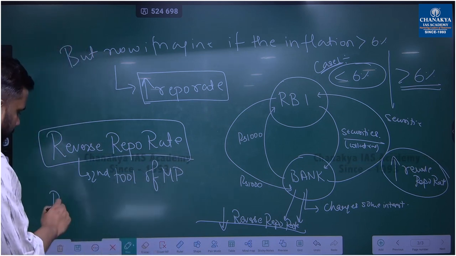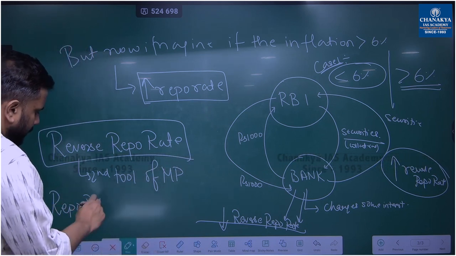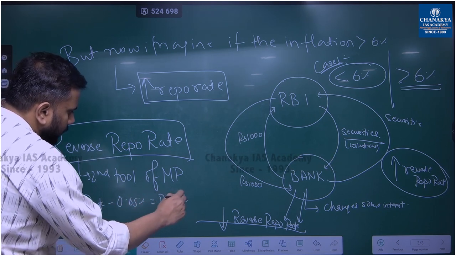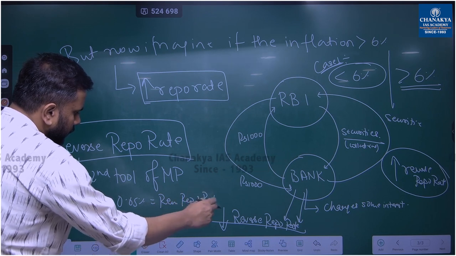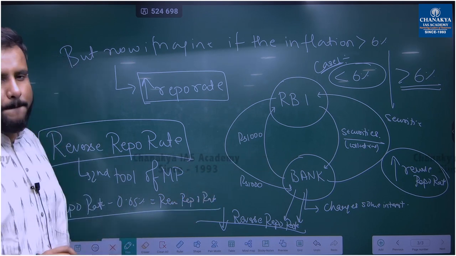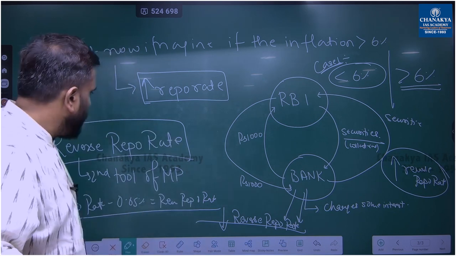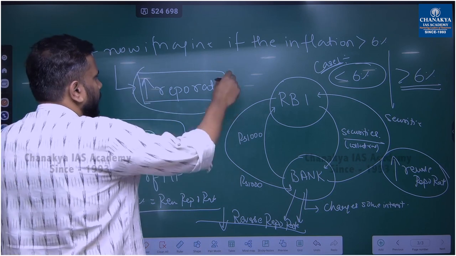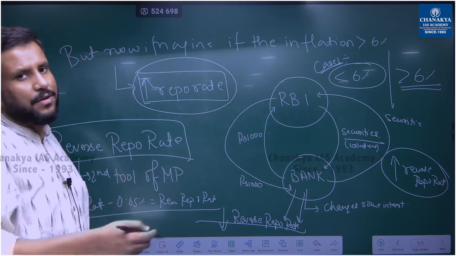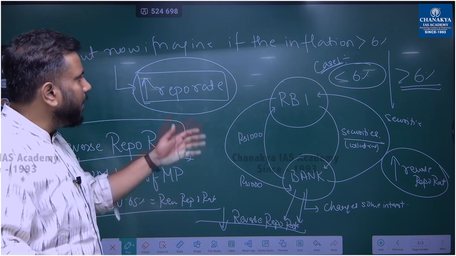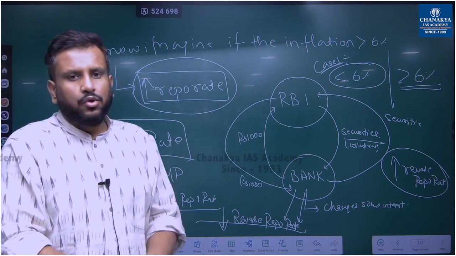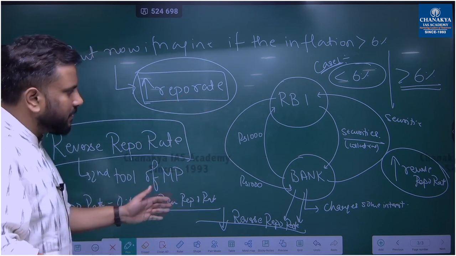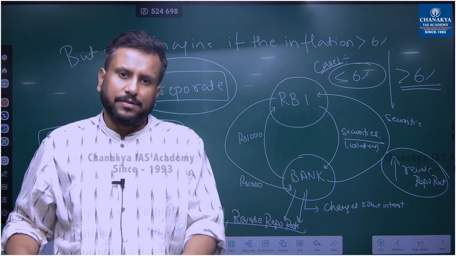So repo rate minus 0.65% is equal to reverse repo rate. So, the RBI Monetary Policy Committee only announces the repo rate. It does not announce the reverse repo rate because reverse repo rate is directly linked to the formula. So, the committee announces the repo rate, and automatically the reverse repo rate will come out to be repo rate minus 0.65%. In that case, you will get the reverse repo rate.